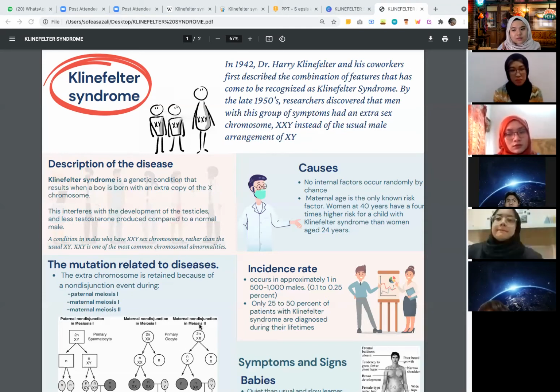Women at 40 years have a 4 times higher risk of a child with Klinefelter syndrome than women aged 24 years. This is because women's chances of giving birth to a child with Klinefelter syndrome increase with age, because older eggs have a greater risk of improper chromosome division. According to Fleischmann, all genetic abnormalities increase as the eggs get older. That is why, as women age, the risk of delivering a baby with Klinefelter syndrome increases. We'll pass to the next presenter.